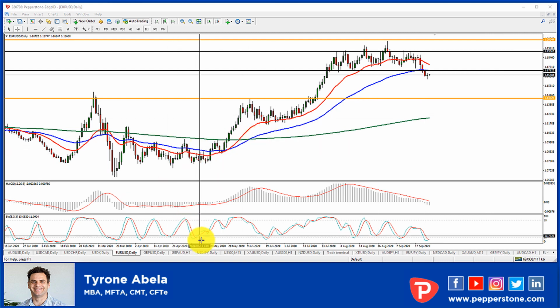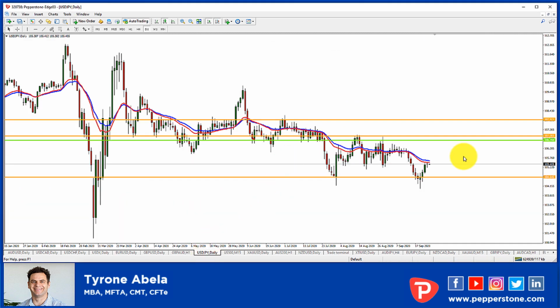So we'll now move on to the US dollar yen. This has been caught here by this support around the 104.60. It's bounced off it a little bit. You can see a couple of good rejection candles. What it has done though, unlike the other two US dollar based pairs that we just looked at, you can see that it's smack bang into the two moving averages.